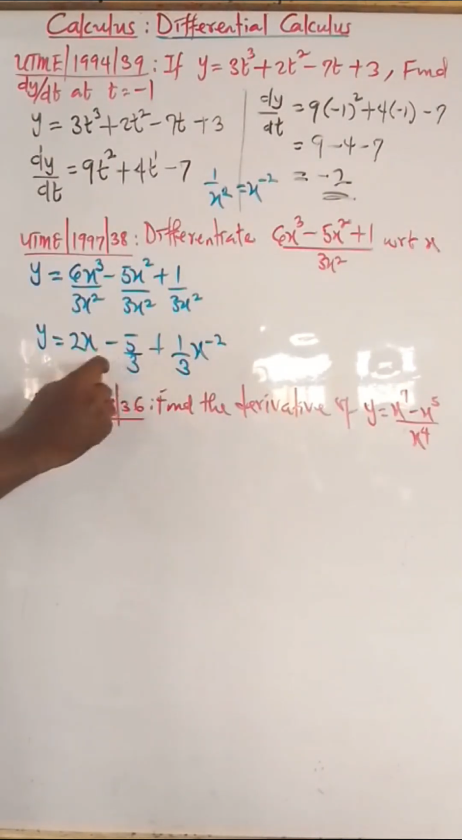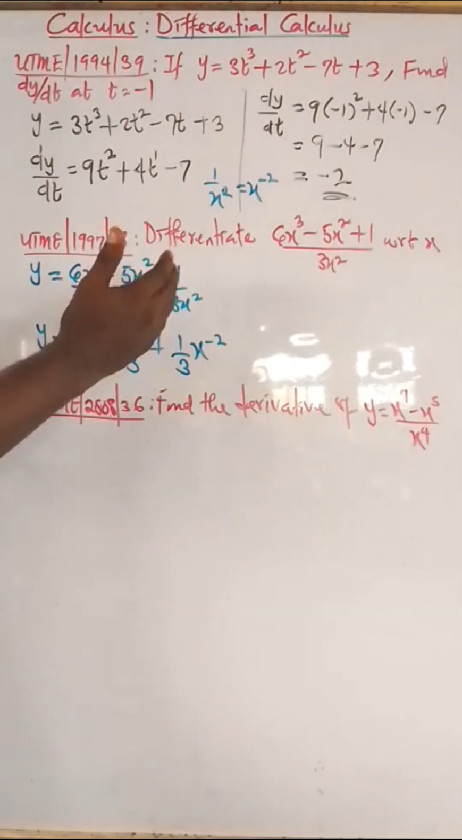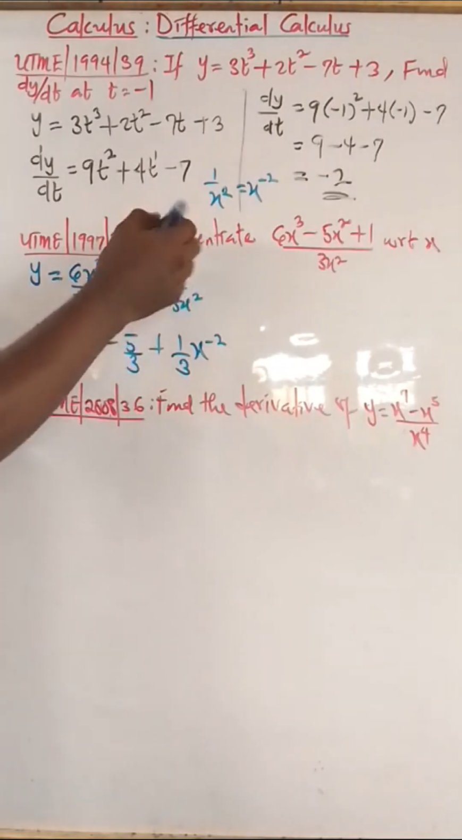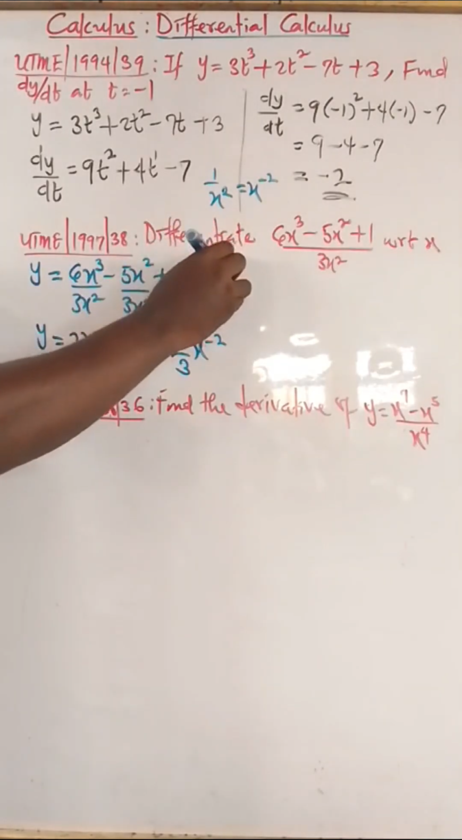So in this case, what must be between the terms should be addition or subtraction. There must not be division. If you have division, try to split it if it's possible. If it's not possible, then we cannot use the direct formula; we have to use another principle. But in this case, we can differentiate straight.